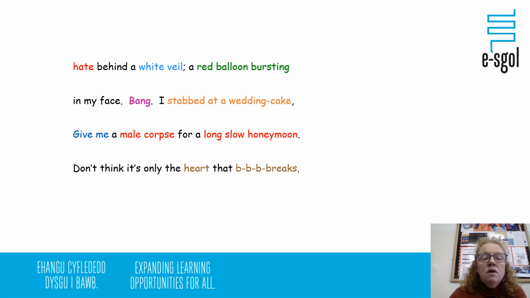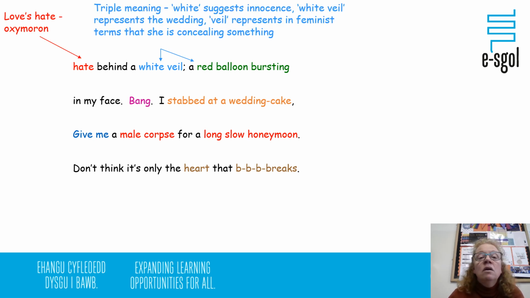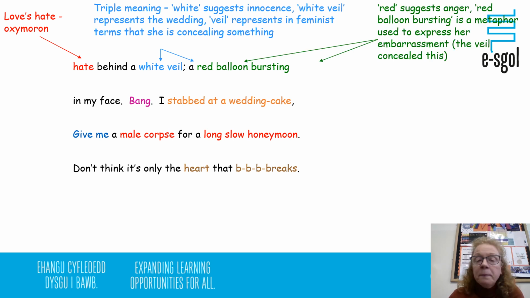Okay, the next verse. So if you look again, it carries on from the last one. So you've got the carrying on from the last verse, and she says that she's got hate behind a white veil. So obviously the colours of white that you might want to talk about, the innocence, the drawing a veil over something, suggesting that she's hiding something, or obviously the white veil representing the wedding. So there's quite a lot of sort of symbolic connotations here that you could talk about in this poem.